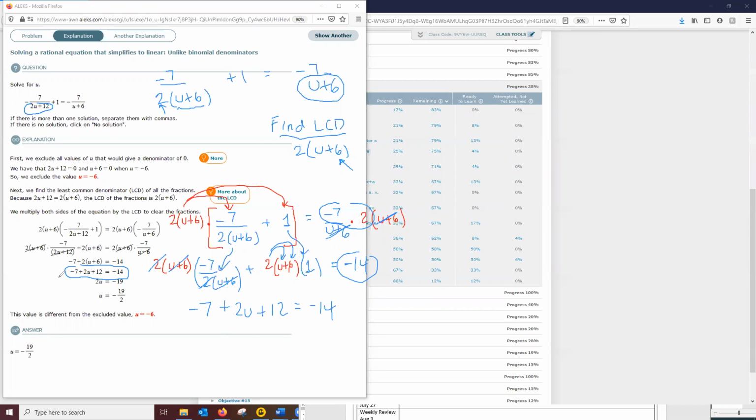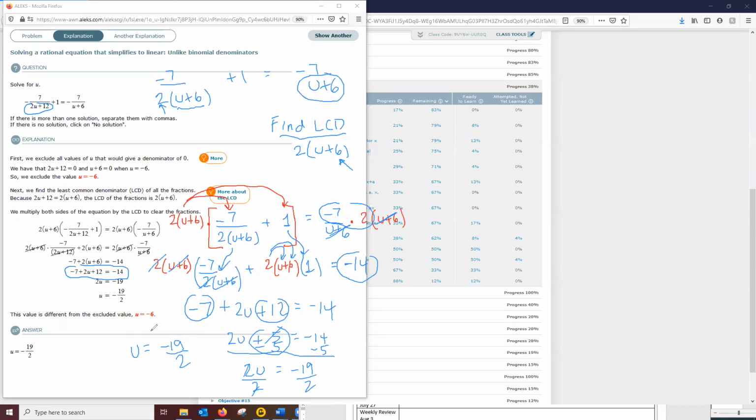Now, the good news is I have an equation with no fractions in it. So let me combine. Here's a -7 plus 12. Well, that's 5. So I have 2u plus 5 equals -14. Now I'm going to subtract 5 from both sides. That cancels out. Get 2u equals -19. Last step, divide both sides by 2. Looks like I'm coming up with the answer u equals -19 over 2.